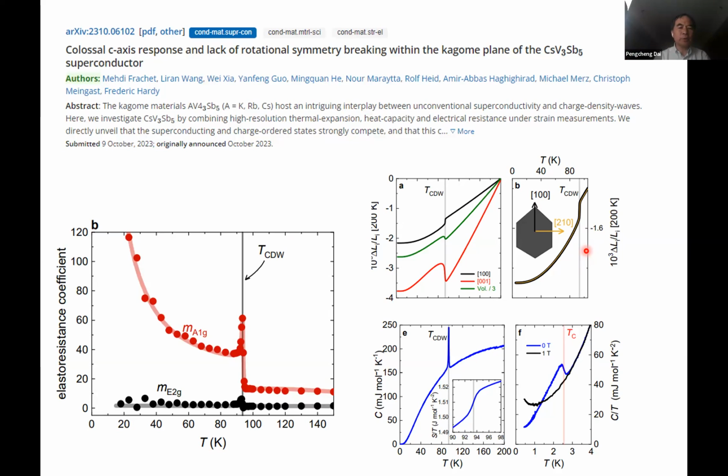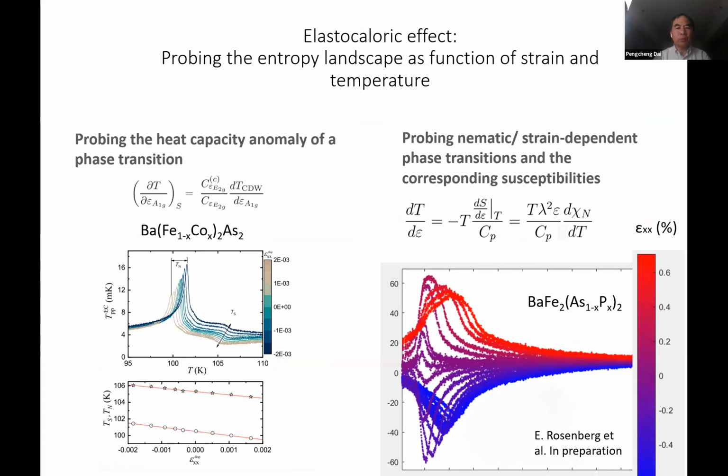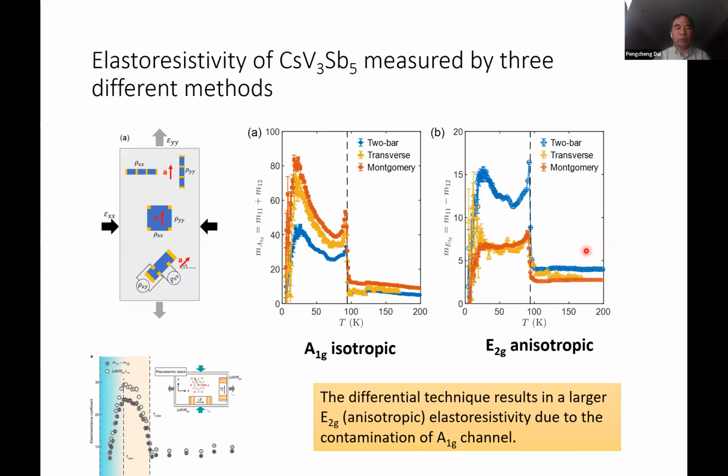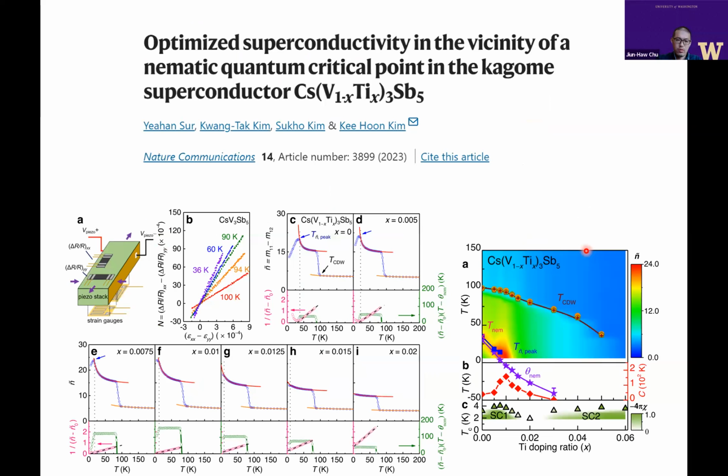So how do you then understand the Korean group's result, where they look at the titanium doped sample and see this so-called A1G regime reducing with increasing titanium doping? So you mean this result? Yeah. You have a figure showing, yeah.